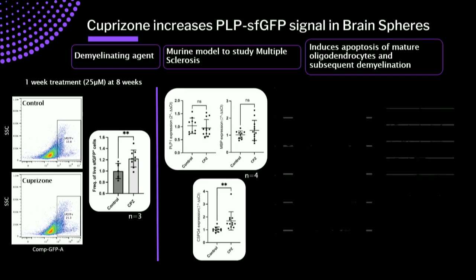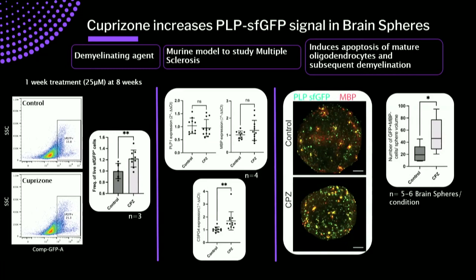increase. Then we applied the technique that I showed you before when we quantified the OPCs, only the green cells, not the MBP positive cells, and we observed that there was also an increase. So we can say that we observed the same phenomenon in our brain spheres as a compensatory mechanism.